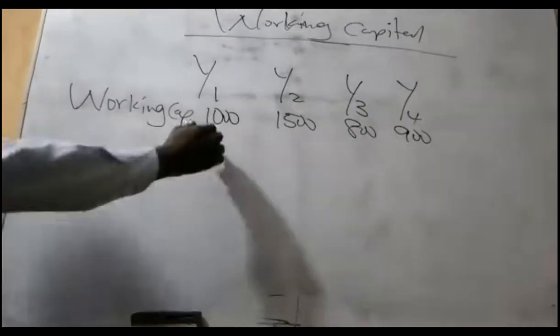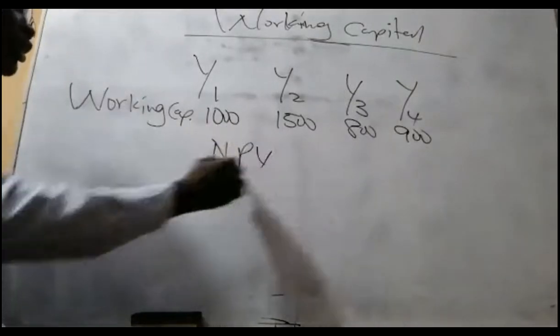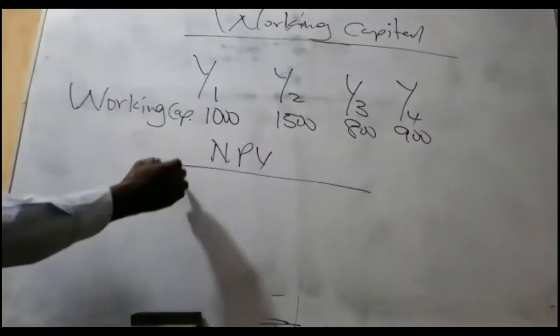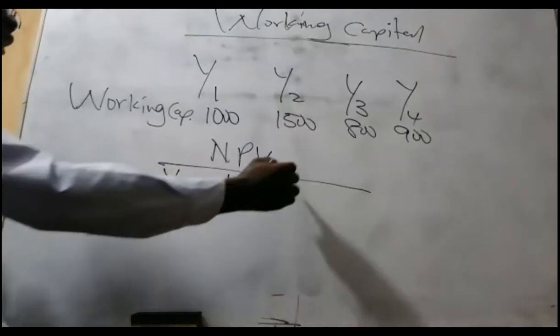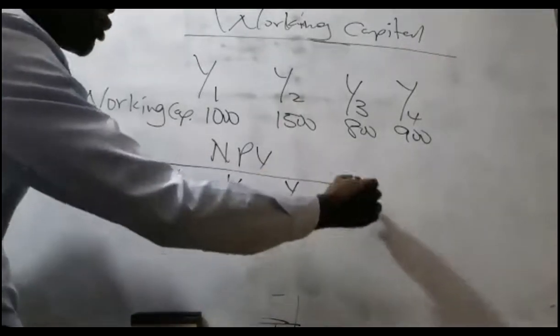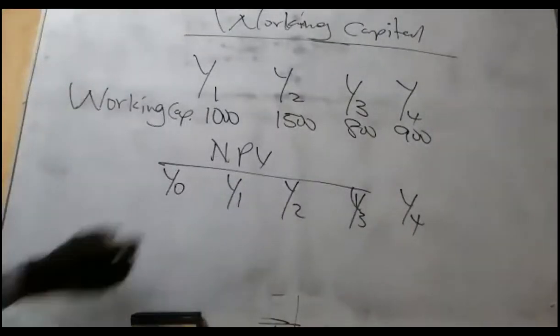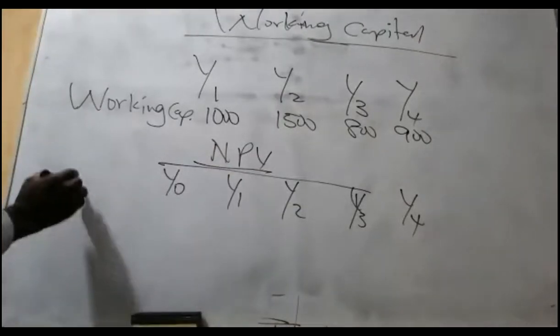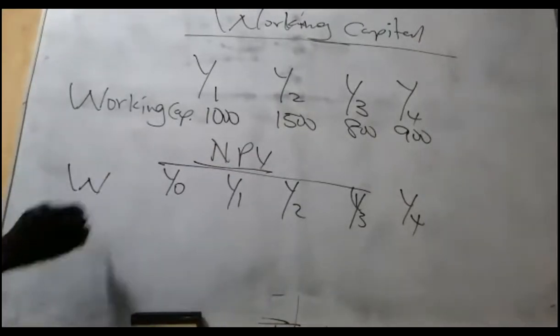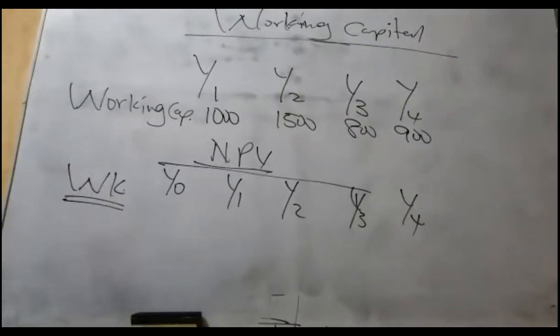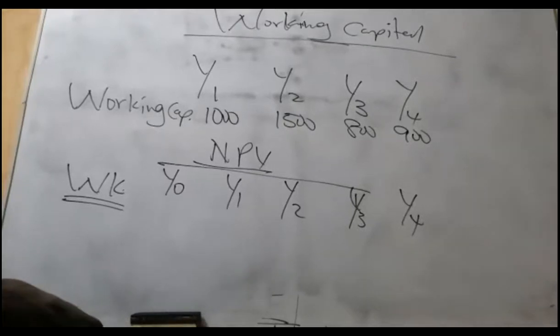Now in NPV, how do you incorporate this? So the NPV table starts by saying year 0, year 1, year 2, year 3, and year 4. Before we can record in the NPV layout, it must follow some rules. So let's go to the rules. If you get these rules correct, that is all. The rules are assumptions. So assumption number 1.